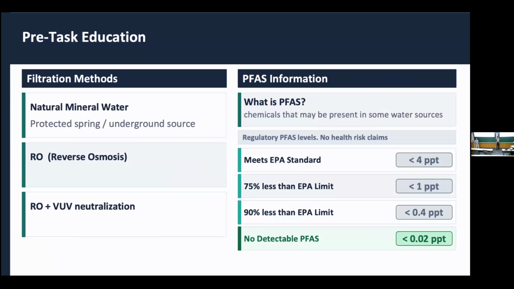This is what we introduced before, the background information part. I think we just introduced what the filtration method is, because we normally use the RO filtration system. This is what we researched on the market. And we have RO plus UV neutralization as our technology. And we just introduced what PFAS is. But based on what we researched, PFAS has a health risk for people with bottled water. But we deleted this sentence because we don't want to threaten the respondents, like, oh, you should be aware of the PFAS. Yeah, we try to avoid this circumstance.